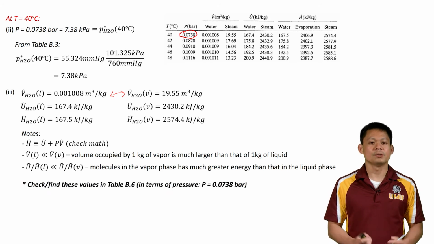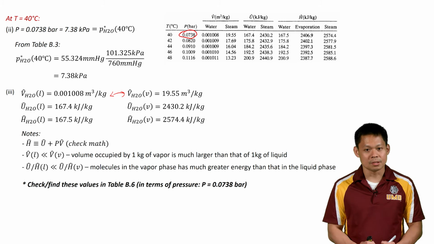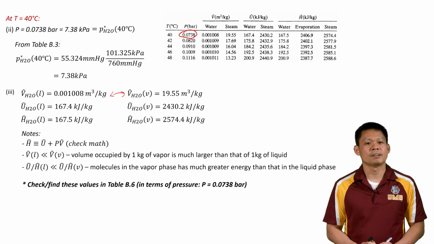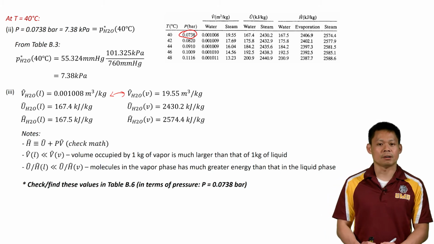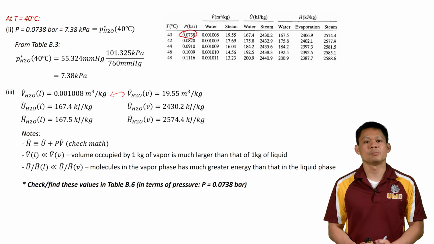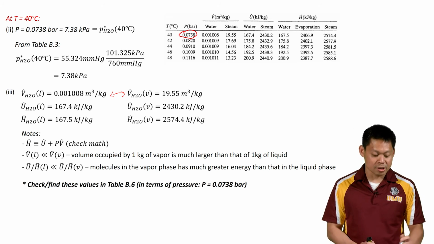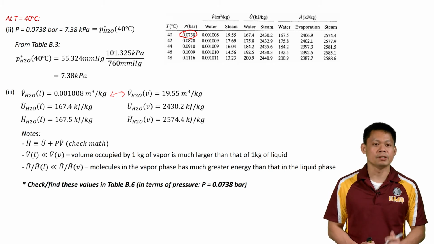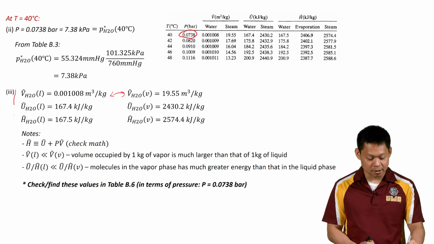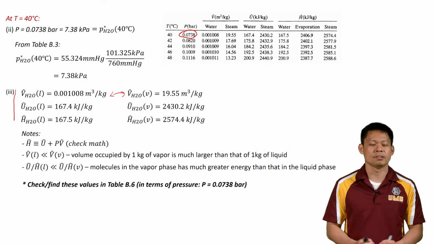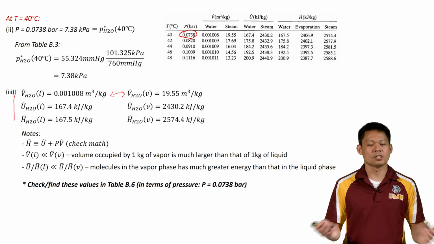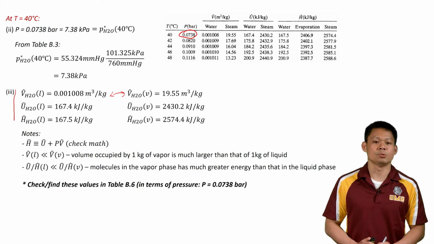And so you can also double check these values from table B6. Well, I've taken this from table B5 at 40 degrees C, but we know that this is at 0.0738 bar. So flip over to table B6, look up pressure of 0.0738 bar, and double check that you will end up with a temperature of 40 degrees C, and double check all the enthalpy values, internal energy values, and the specific volume values to make sure that you can understand how to read these two tables.